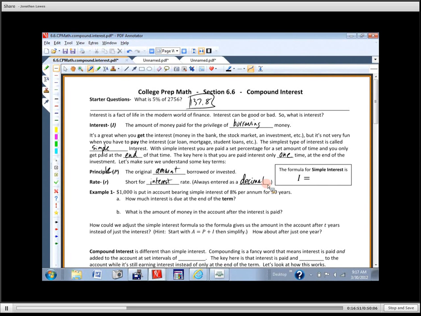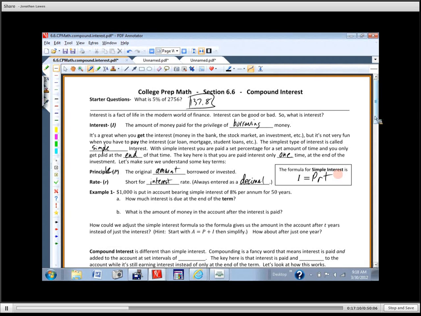Okay, and if you've seen simple interest, which I'm sure you have before, does anybody remember the formula for this? You're going to recognize it when I write it up here. It's I equals PRT. Okay, I equals PRT.